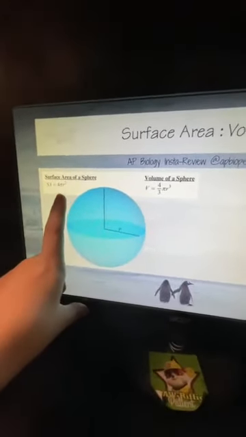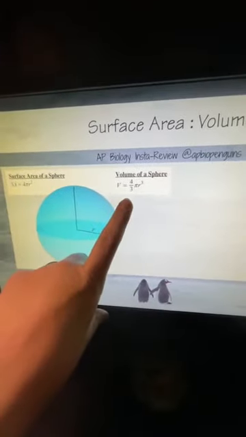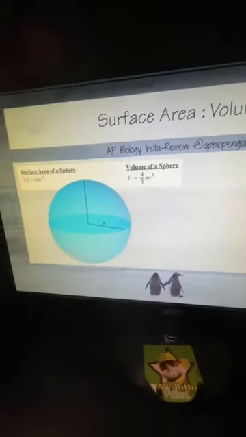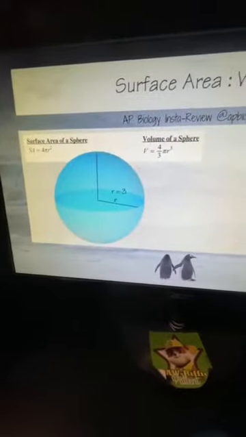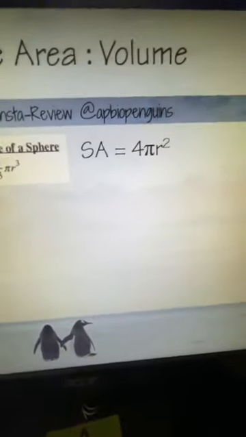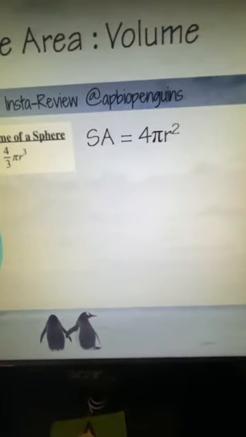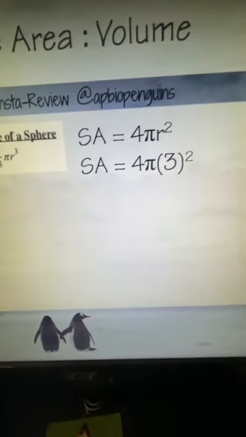So if we have this sphere, of course, our surface area is 4 pi r squared, and our volume is 4/3 pi r cubed. And if we go ahead and do this math, assuming that r is 3, so my radius is 3. Let's sub that in. Surface area is 4 pi r squared, so sub in that 3.